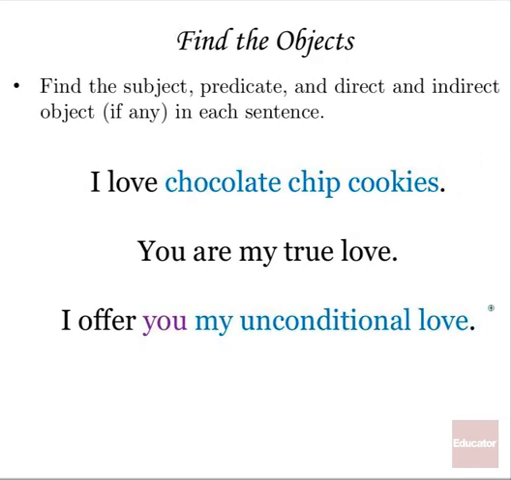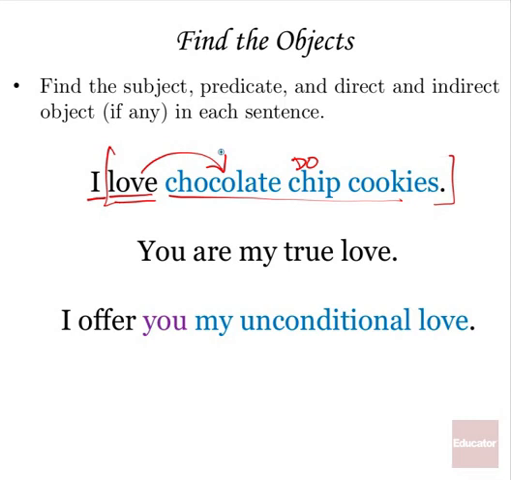And here we are. First sentence, I is the subject. I is what's performing the action, so our predicate is love chocolate chip cookies. What do? I love chocolate chip cookies. Love is our verb, and chocolate chip cookies is one big direct object. It's receiving the action love, as chocolate chip cookies should.